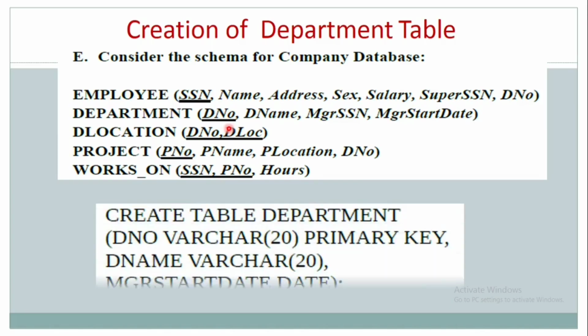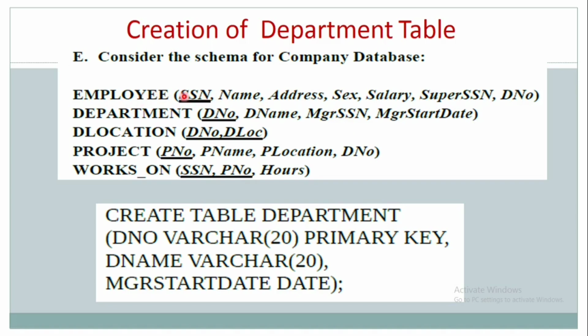As you can see here, we have just created department table, department number, department name and manager start date. So we have just skipped manager SSN. By making use of alter command, later we can add this manager SSN once the parent key is created. Now let us create employee table.